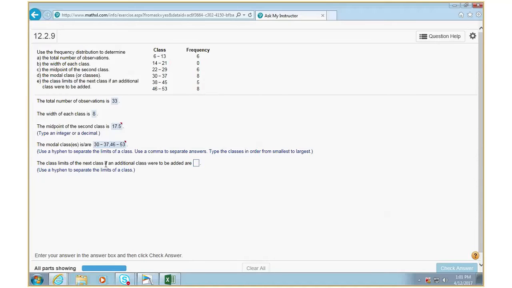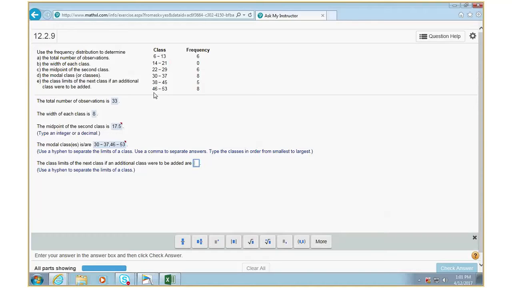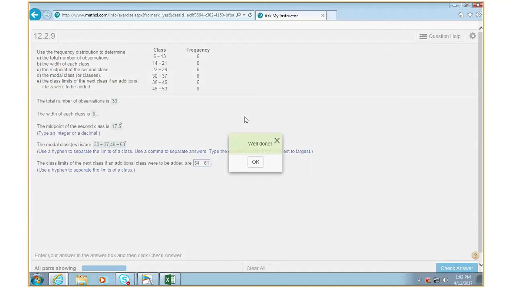Class limits of the next class, if an additional class were added, would be 46 plus 8 is what? 54? And what's 53 plus 8? 61? Look at that. I feel good about myself.